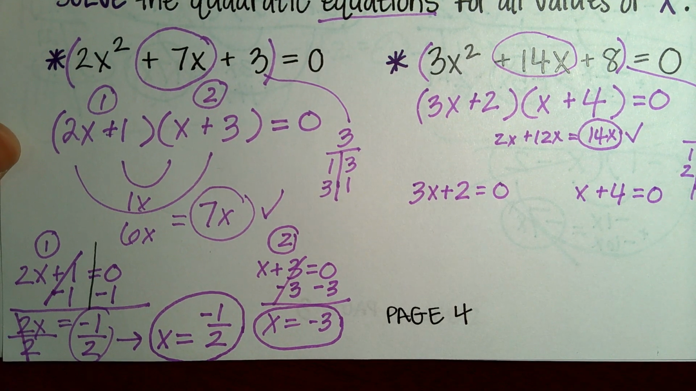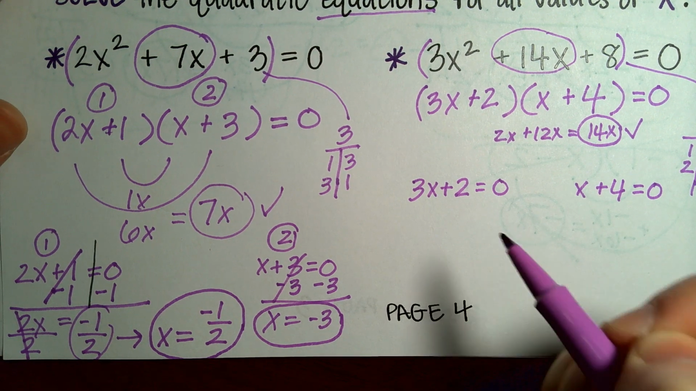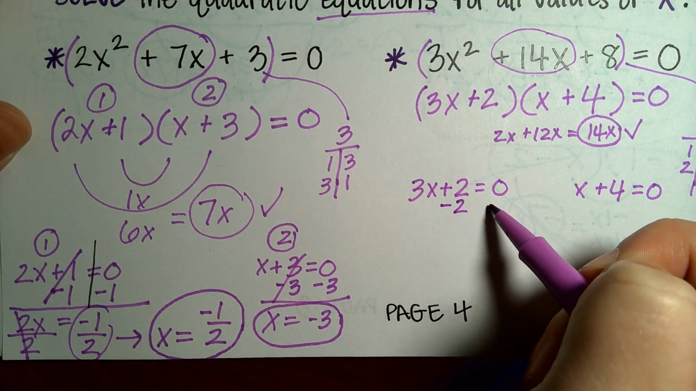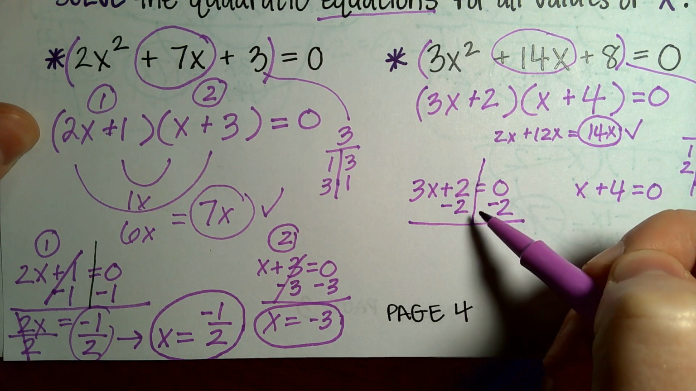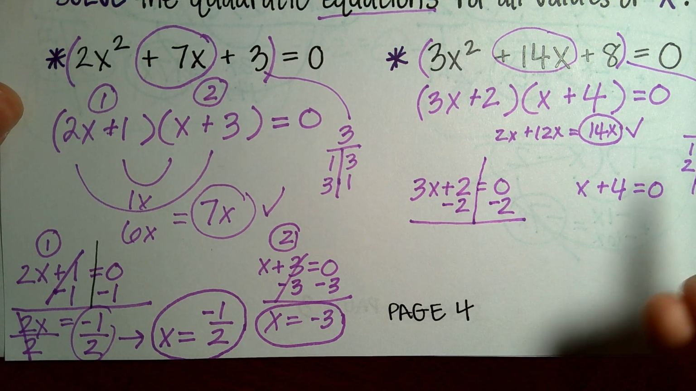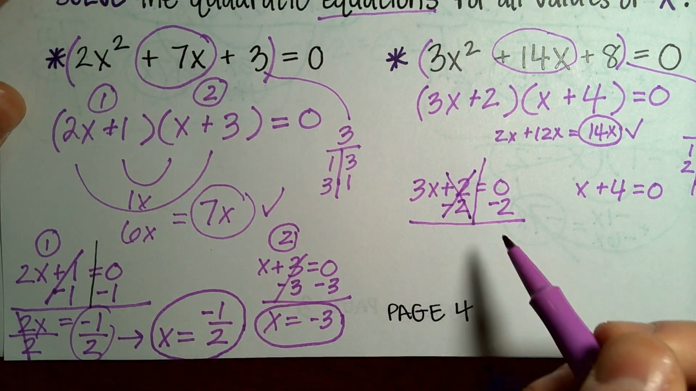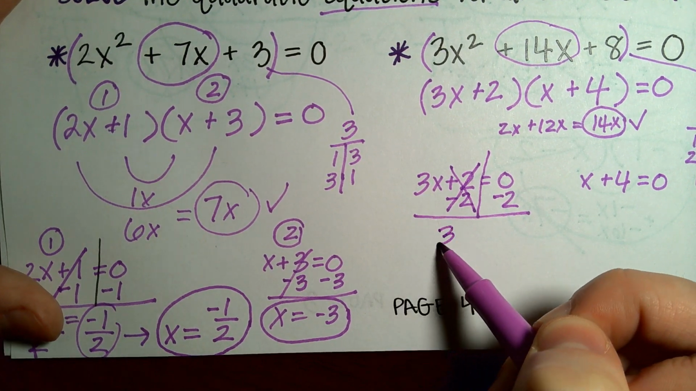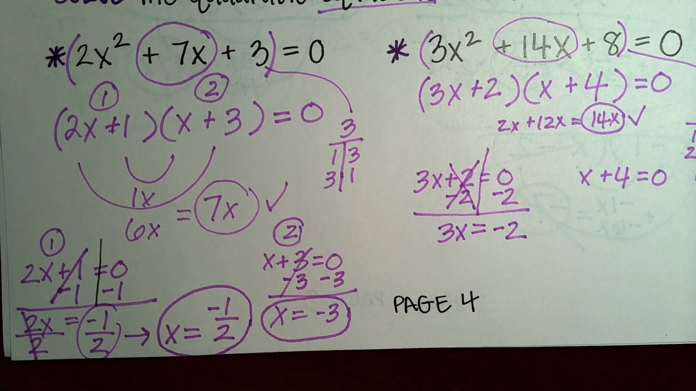So let's start with the first one, 3x plus 2. What's my first step here? Take 2 away from both sides. Good, minus 2 from both sides. And then again, that equal sign separates the sides. So plus 2 and minus 2, those cancel out, they're gone. I'm left with 3x equals negative 2.